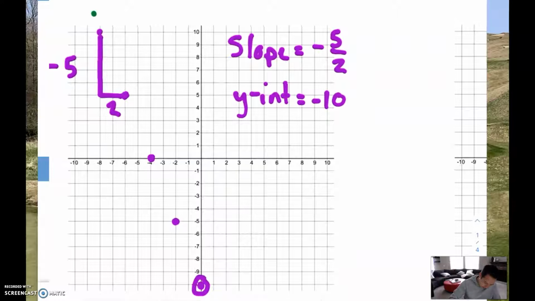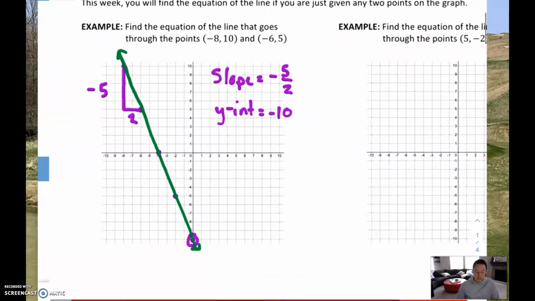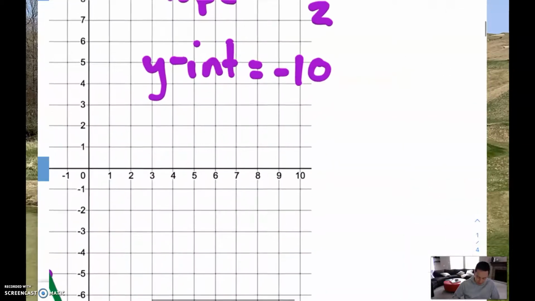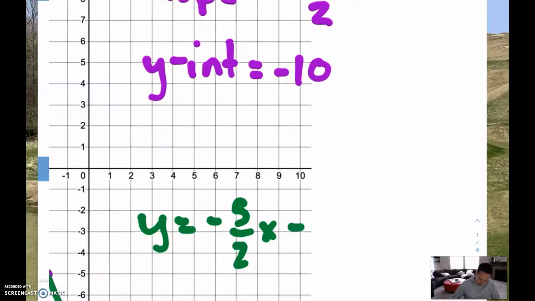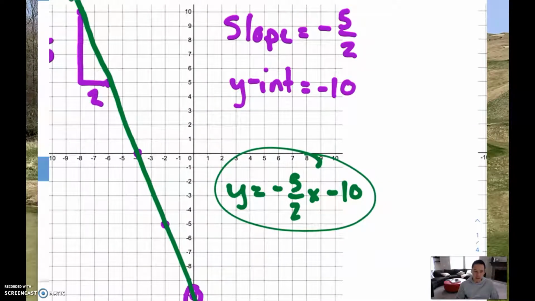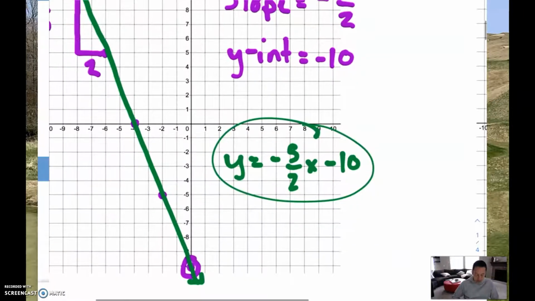So this line would start here and go down, down, down, and the equation of that green line, the line that goes through those 2 points up here, we know the slope and we know the y-intercept. So let's go ahead and write the equation out. We have y equals -5/2x minus 10. So we found the slope by using rise over run, and we kept using that rise over run to find the y-intercept, which was way down there at -10.